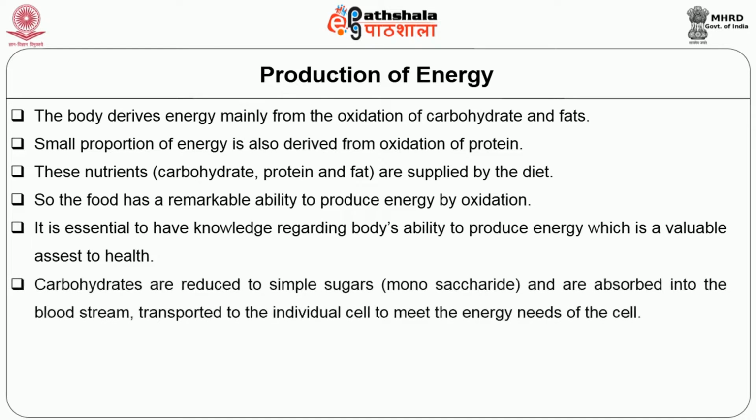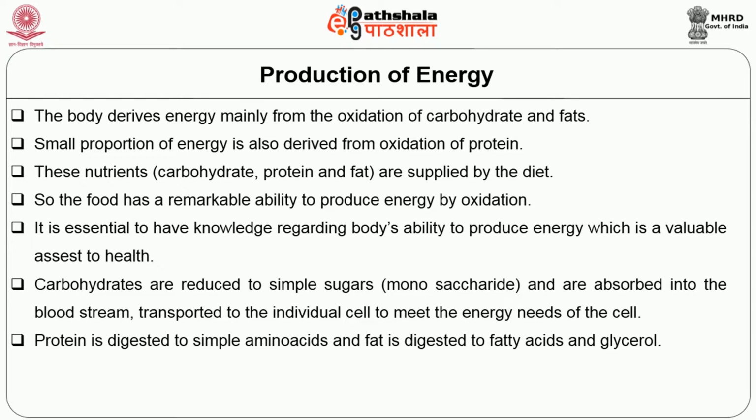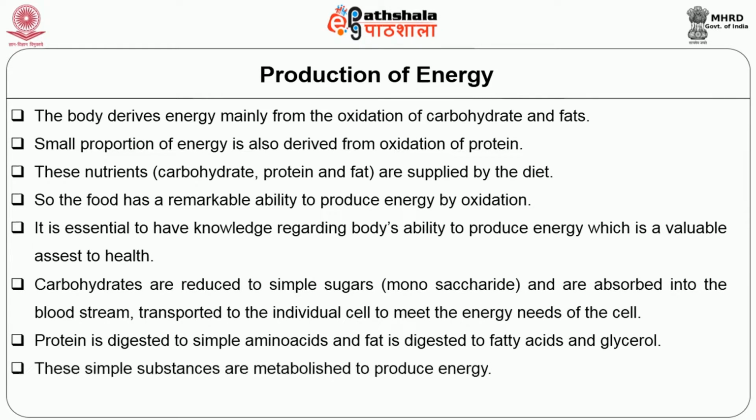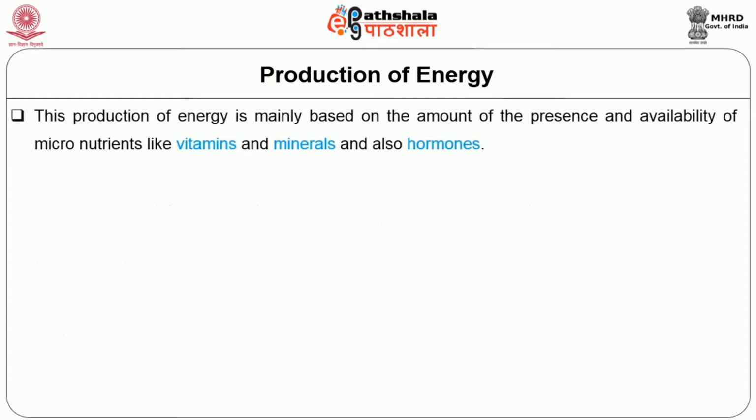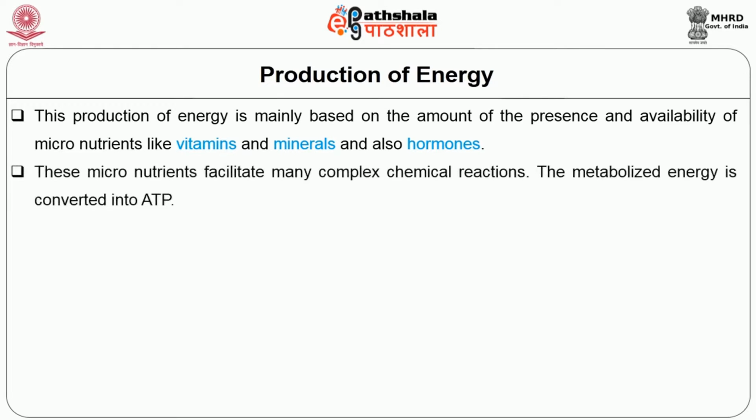As already seen, carbohydrates are reduced to simple sugars, monosaccharides, and are absorbed into the bloodstream and transported to individual cells to meet the energy needs of the cell. Protein is digested to simple amino acids and fat is digested to fatty acids and glycerol. These simple substances are metabolized to produce energy. The production of energy is mainly based on the availability of micronutrients like vitamins and minerals and also hormones. These micronutrients facilitate many complex chemical reactions.